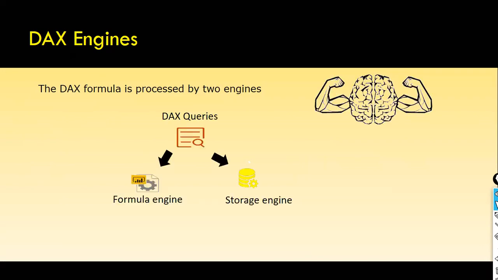The DAX engine comprises two different engines: the formula engine and the storage engine. These two engines work together to compress your data, encode your raw data, and access DAX queries. Now the question is, what are the formula engine and the storage engine?